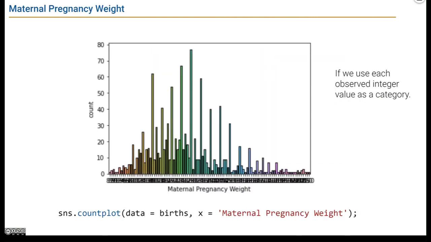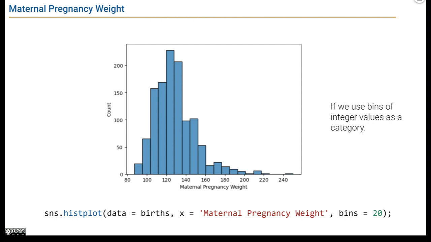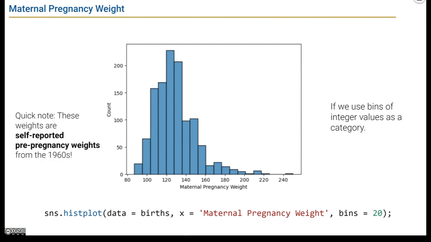If I do that, again, this is what we're going to call overplotting. Yes, I've captured some information here, but it's still really hard to see overall general trends. And so what I'm going to do is actually try to use bins of integer values as a category. And now I can start to see some overall trends in the data. A side note, these are self-reported pre-pregnancy weights when we're talking about maternal pregnancy weight. So just a side note about the data itself.